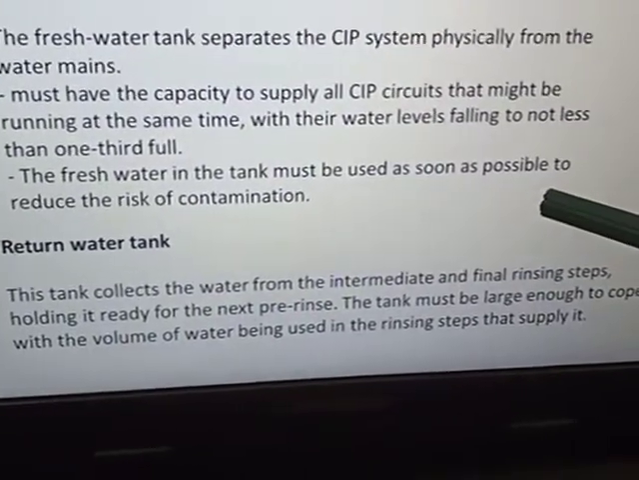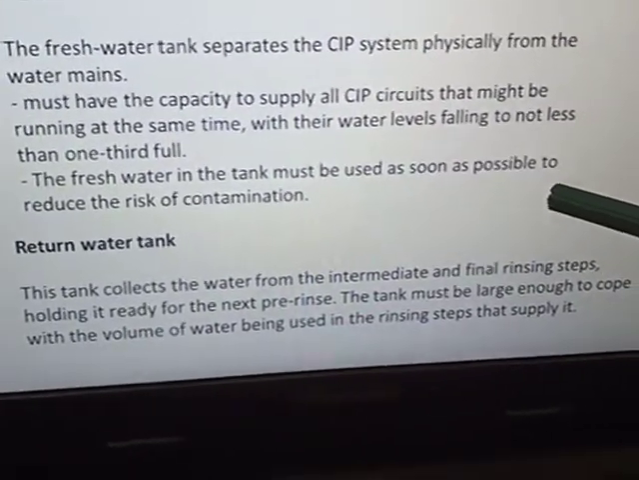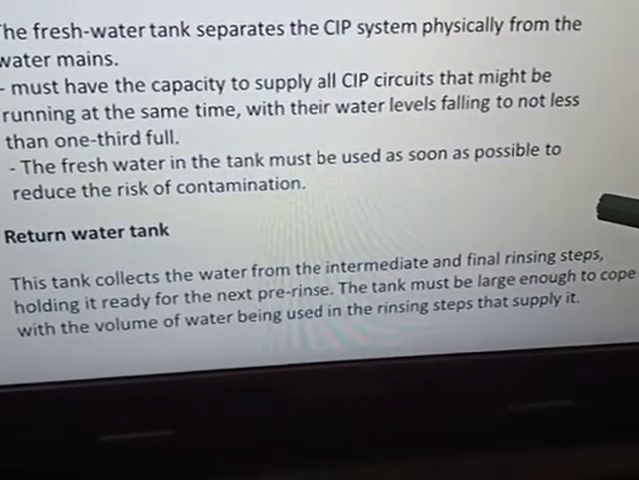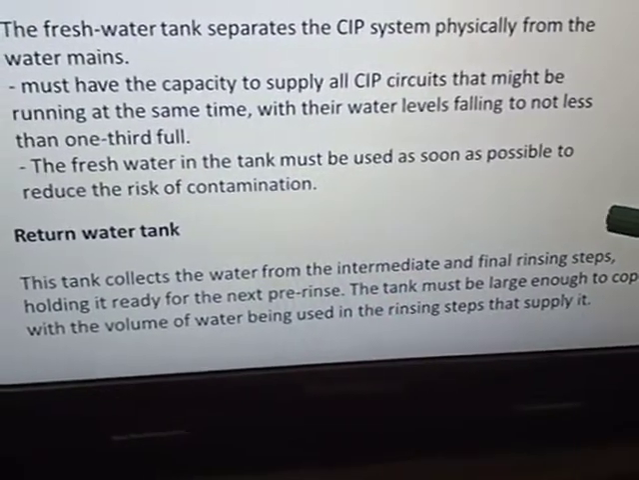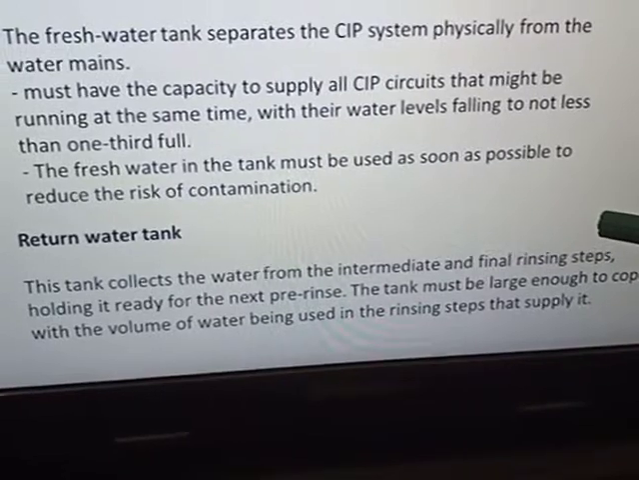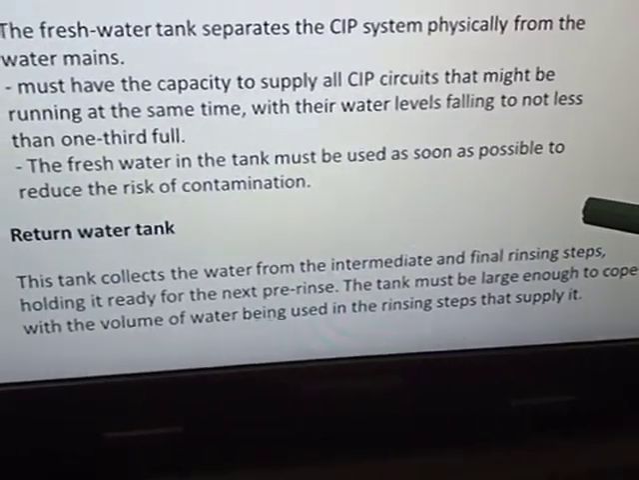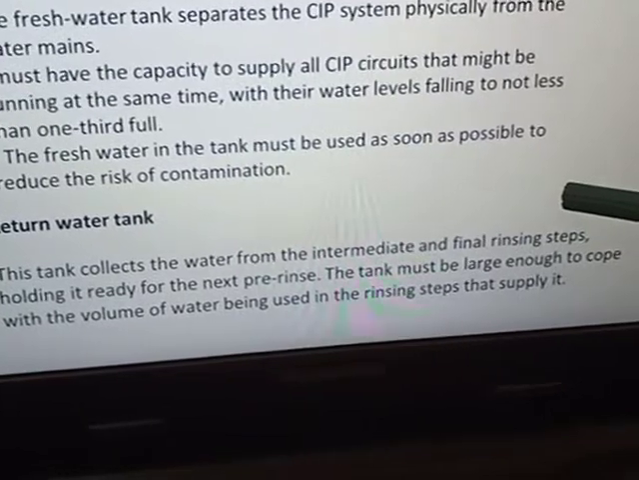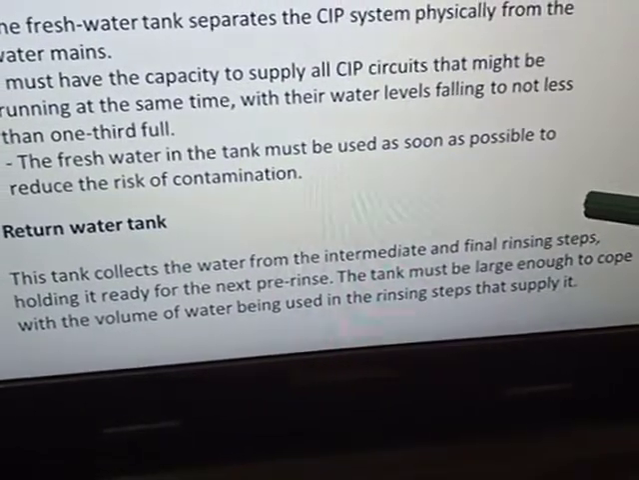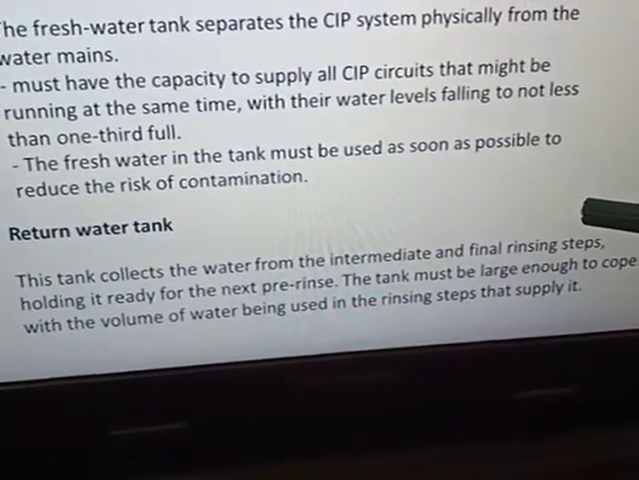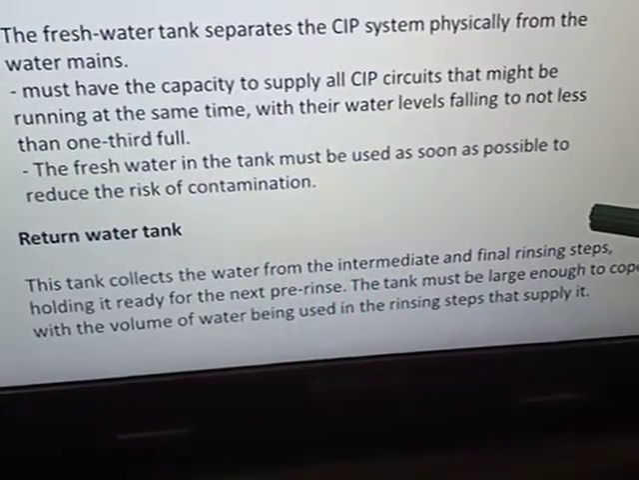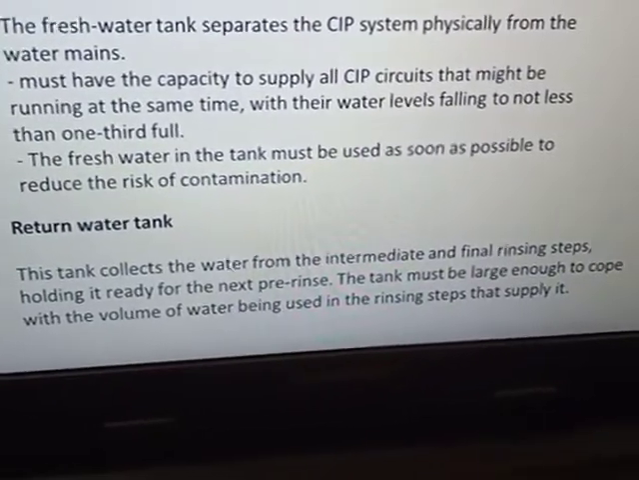Return water tank. This tank collects water from the intermediate and final rinsing steps, holding it ready for the next pre-rinse. You don't want to throw it away because it's still usable, so you can use that. The tank must be large enough to cope with the volume of water being used in the rinsing steps that supply it.